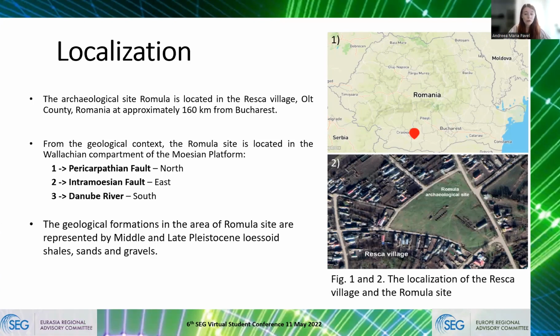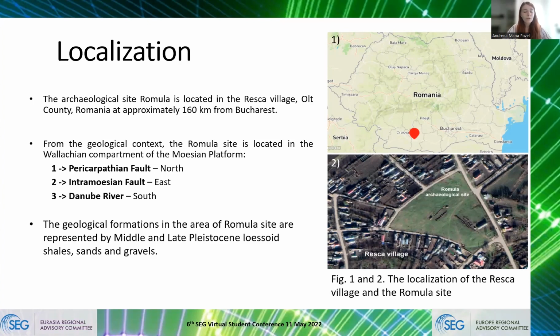From the geological context, the Romula site is located in the Wallachian compartment of the Moesian platform, and the compartment is delimited by the Pericarpathian fault in the north side, the Intramoesian fault in the east side, and the Danube River on the south side. These are the limits from the Romanian territory.